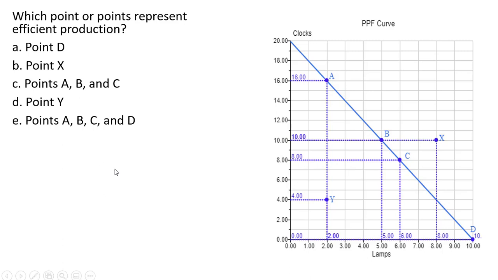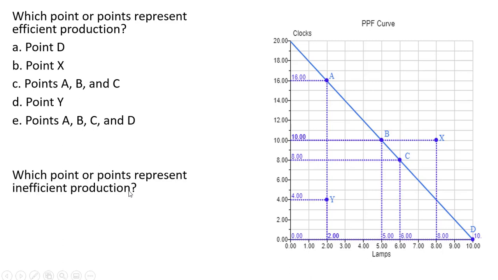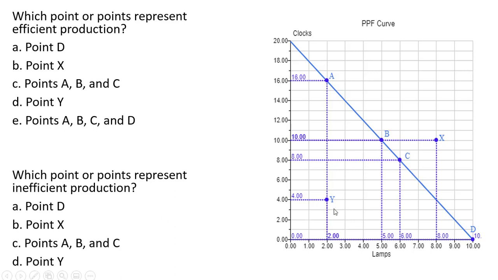Which point or points represent inefficient production? That's going to be any points inside the PPF here. So point Y, for example. So answer choice D is correct.